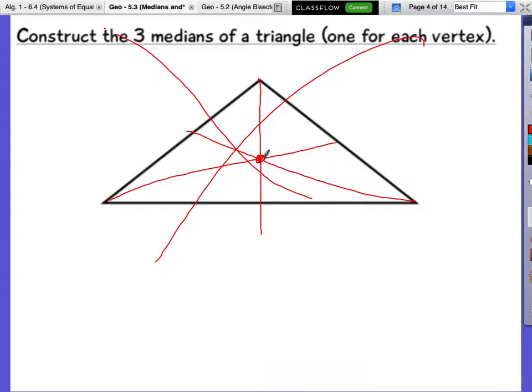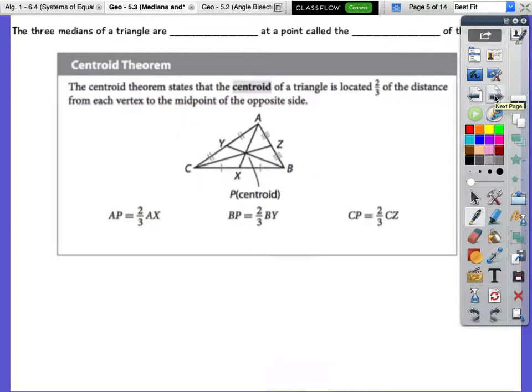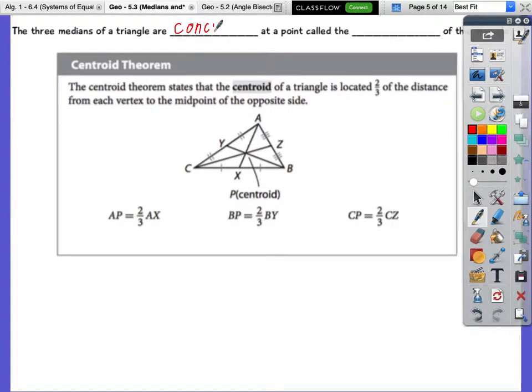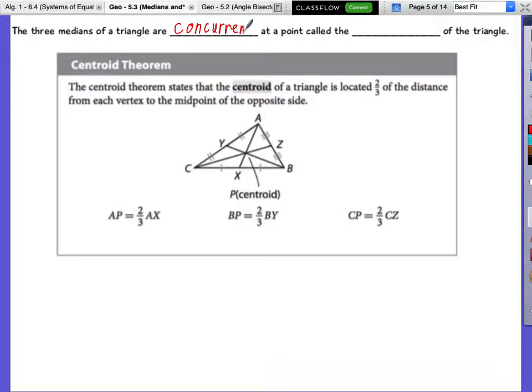That was actually pretty good for being informal. And they would have met around there. It's always going to be inside the triangle. You didn't have to draw that. The three medians of a triangle are concurrent. What's concurrent mean, guys? Not congruent. They intersect all at one point.